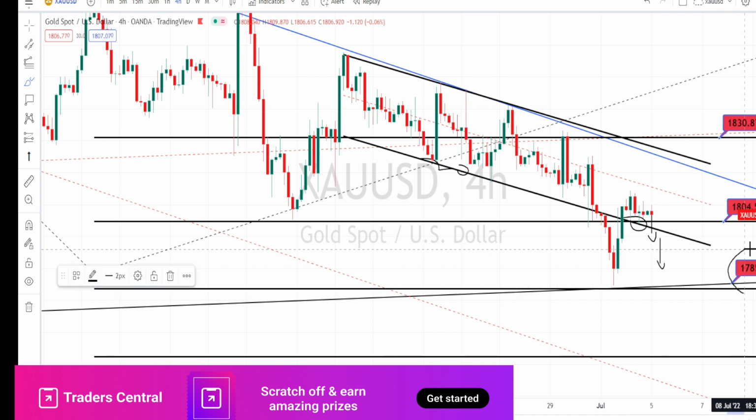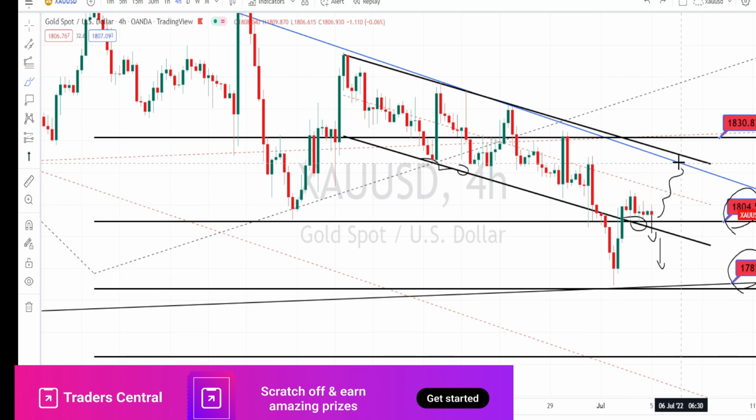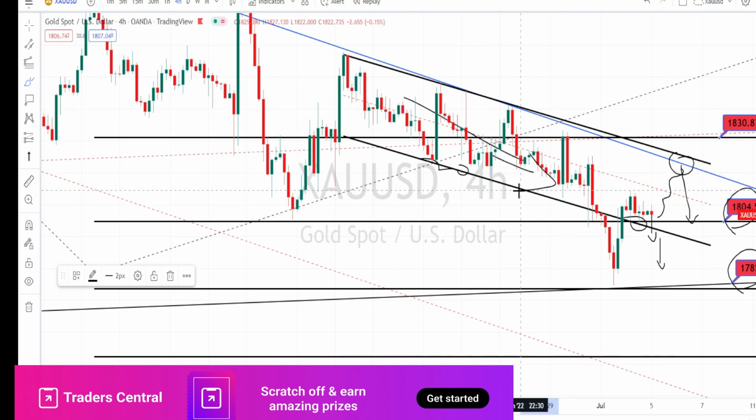The next level of support is going to be around 1785, and if the price action bounces back from this support level of 1804, we can expect it to take resistance on the daily time frame bearish channel resistance line and bounce back on the bearish trend reversal, because the overall trend of the price action in the daily time frame is on a bearish side.